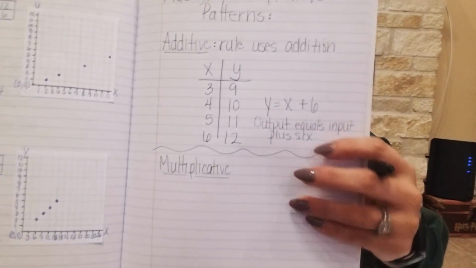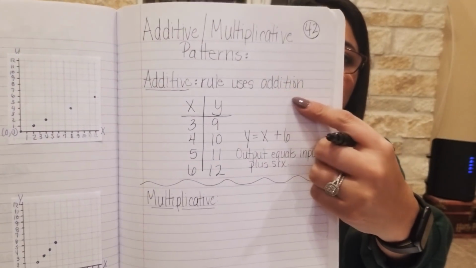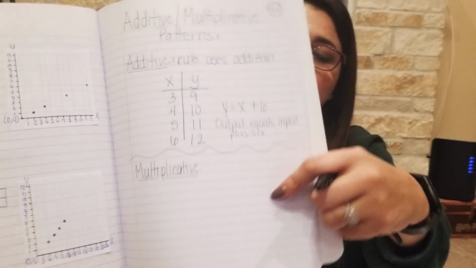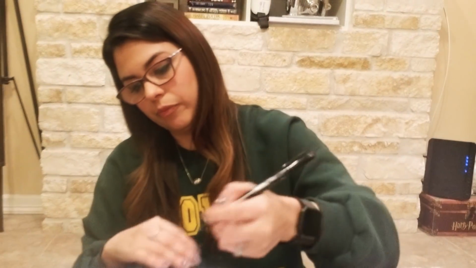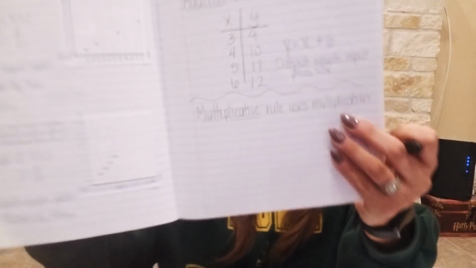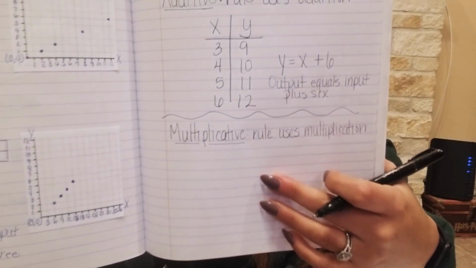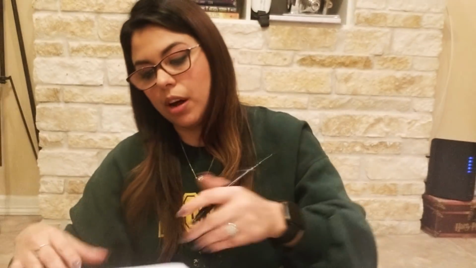Okay. So multiplicative, we just talked about multiplicative. Just like addition is a rule that uses addition, this rule is going to use multiplication, obviously. Okay, so just like that. And then the same thing, I'm going to create a little T-chart there, X and Y.